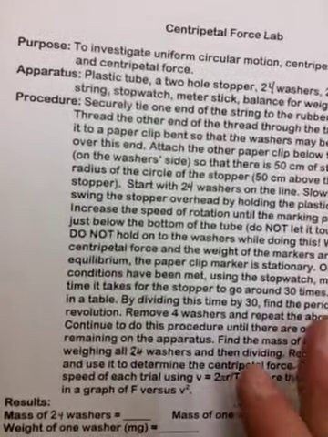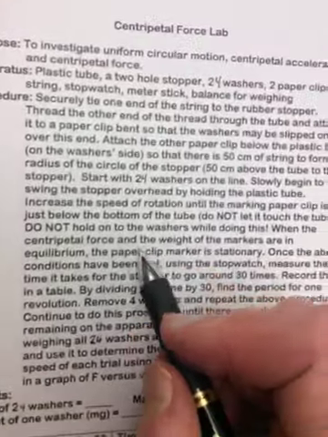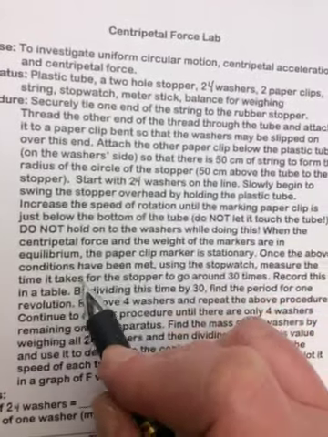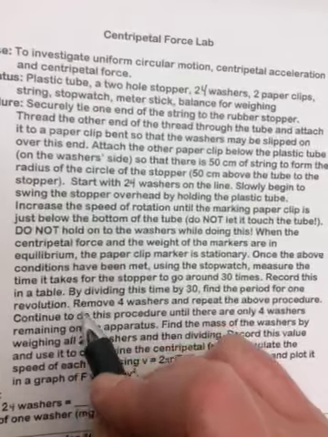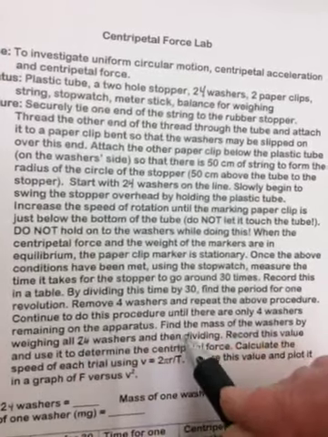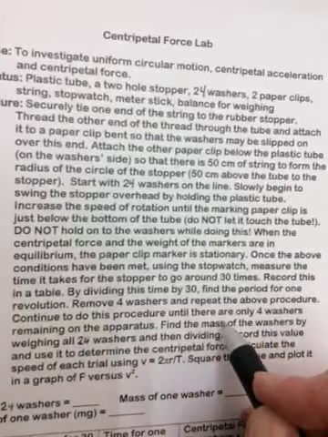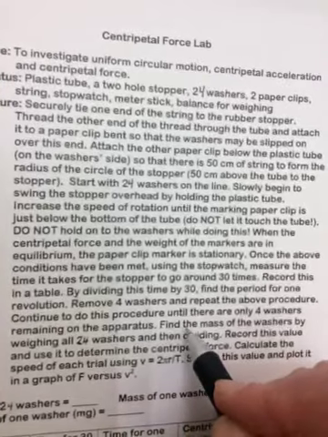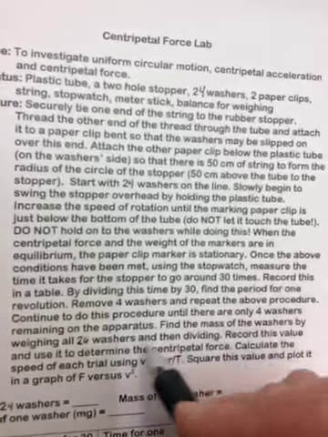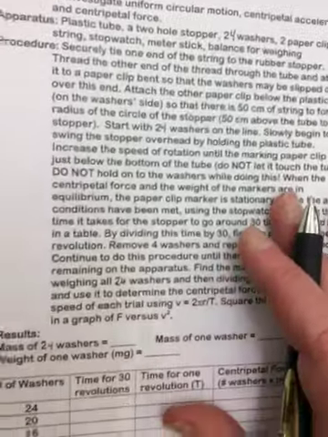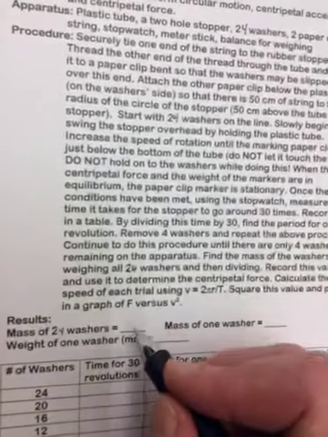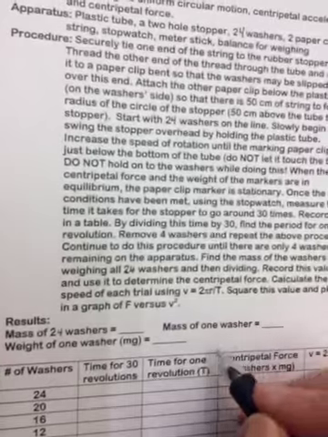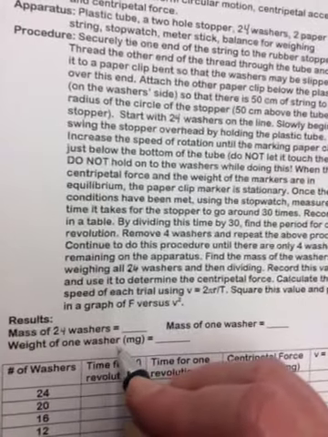All right, let's talk about your lab. So you got to the point where you timed the stoppers, and then you took off 4, you found the mass of all 24. So it says now find the mass of the washers by weighing all 24 and then dividing. So here you have your mass of your 24, and then mass of 1 will be this mass divided by 24.